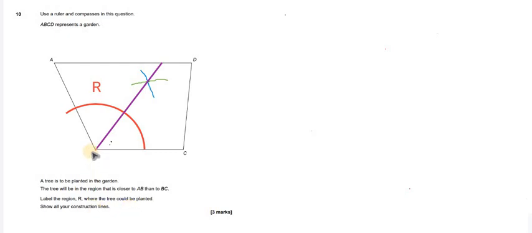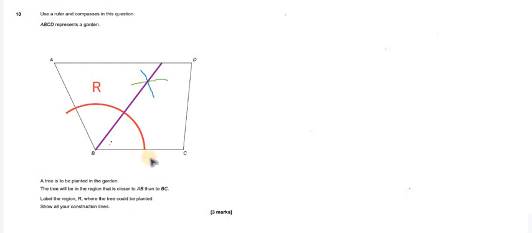Open it to a suitable radius. That radius should not be bigger than BC and should not be bigger than AB. Okay? So it should be a length that's smaller than the length of BC and smaller than the length of AB. Okay? Put the sharp end on B and draw an arc.